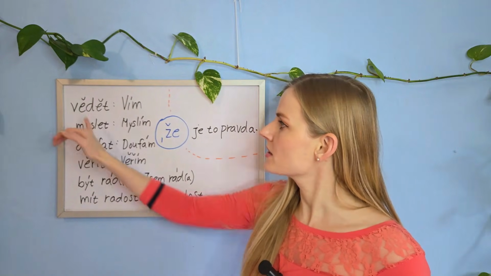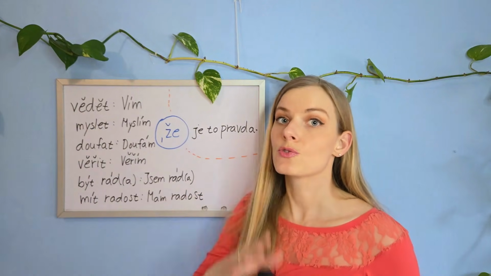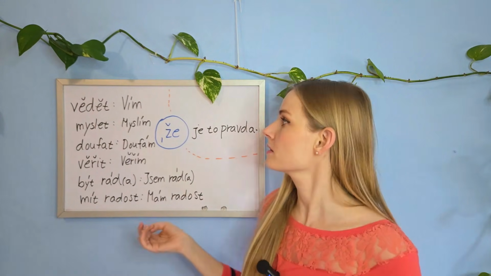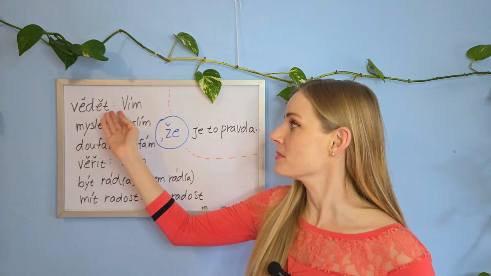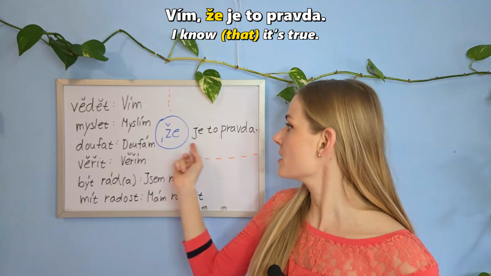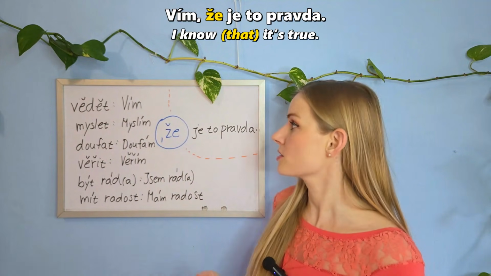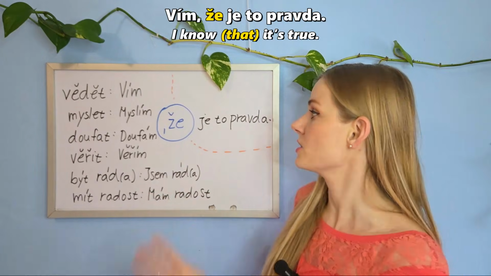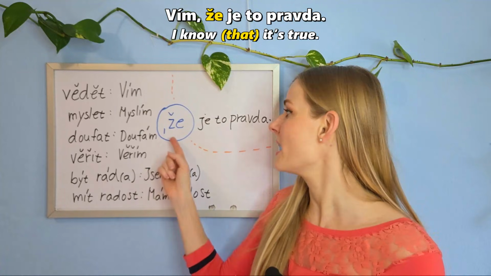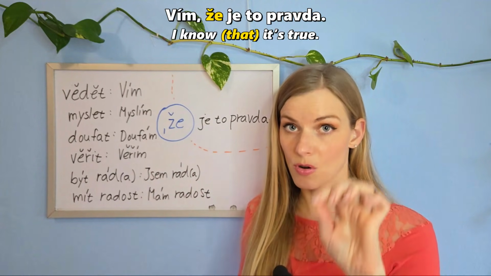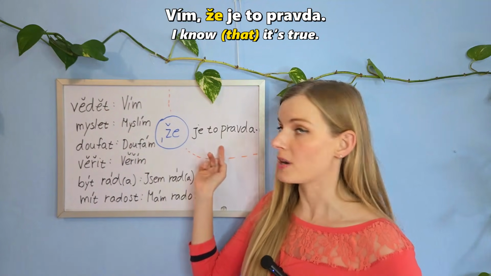So let's take a look at these 6 verbs and phrases. Vědět is to know about something. And we are going to use the já person in present tense. Já vím, vím, že je to pravda. I know that it's true. Remember, in English we can say I know it's true, but in Czech we must use this connector že. And there has to be a comma. This cannot be left out. Vím, že je to pravda.